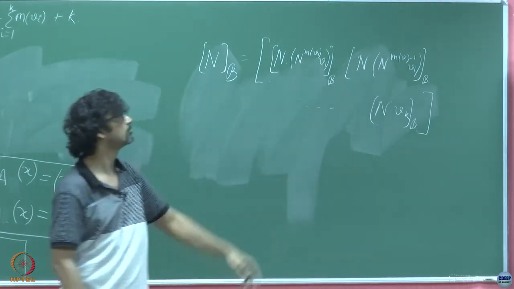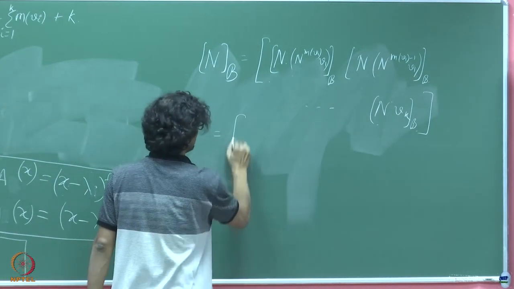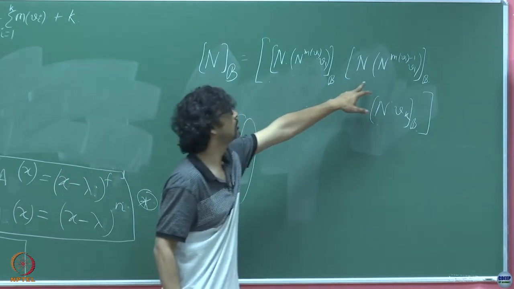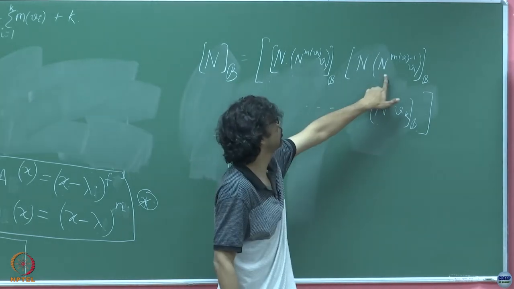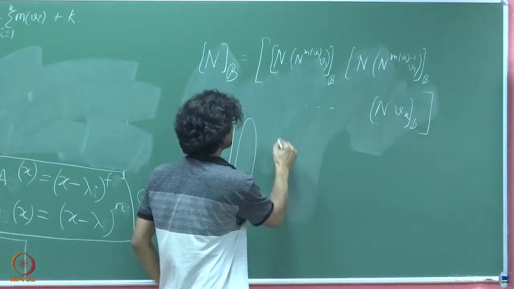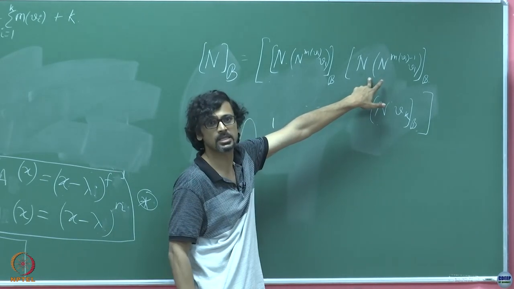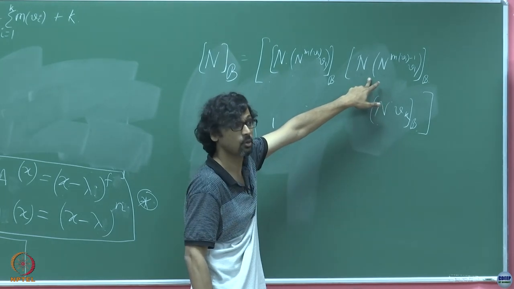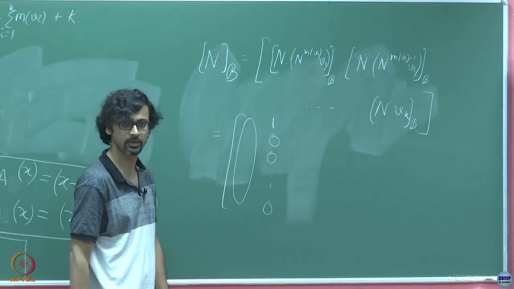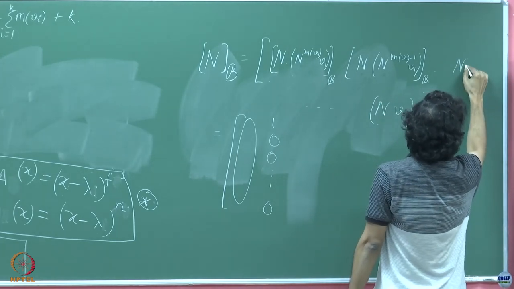What do you think happens here? The first column is all zeros, right? So the first column is entirely zero. What about the second column? This turns out to be the first basis vector, does it not? Because now it is m_v1 minus 1 plus 1. So this turns out to be 1. Because the representation of this becomes the first basis vector now. The representation of the first basis vector as a coordinate is just 1, 0, 0, 0, like this. Agreed? Let me just complete the first chain. So that is N acting on v1.